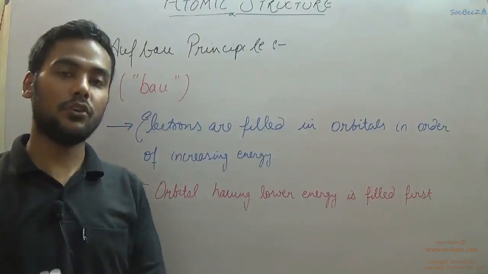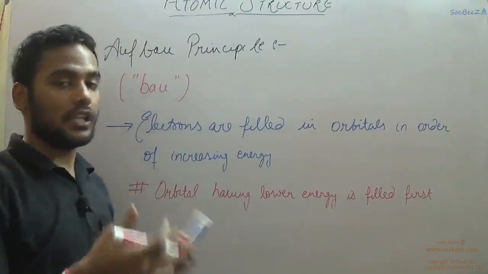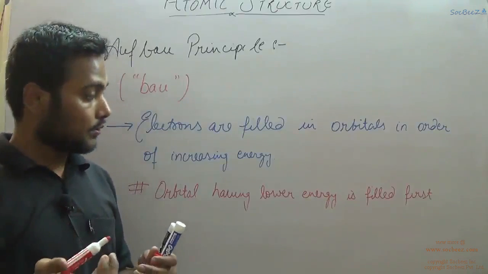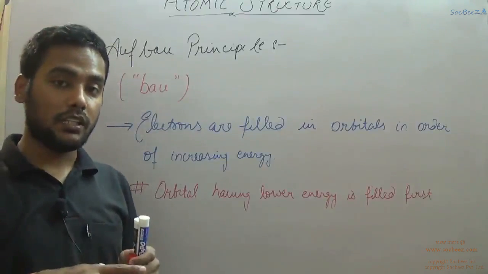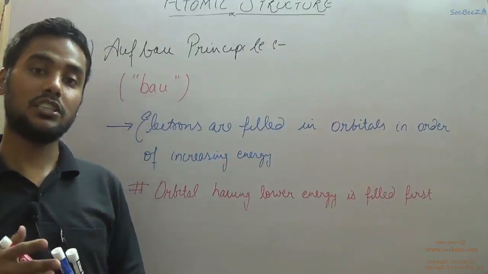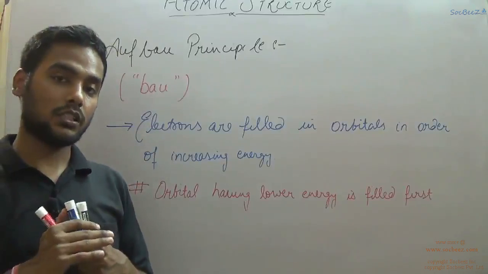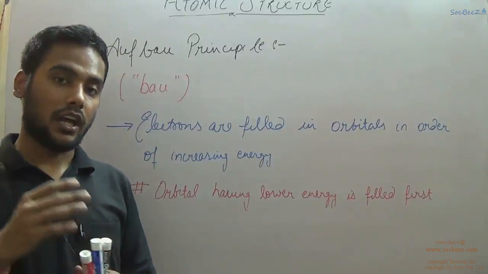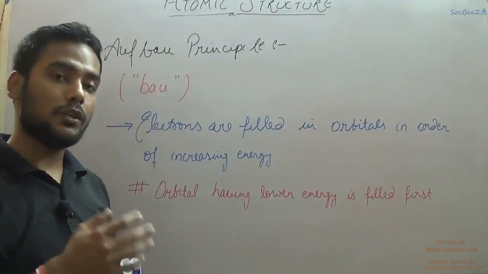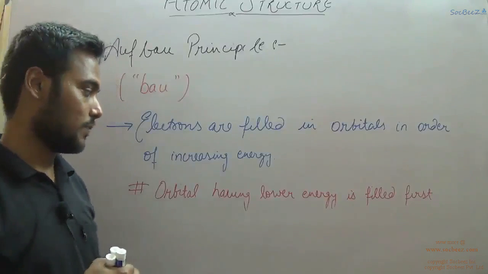2s orbital is filled before 2p, or 3s orbital is filled before 3p. But here, since 2p and 3s orbital have got the same value of n plus l, the energy of 2p is lower than that of 3s because the value of n is lower in case of 2p. Therefore, 2p orbital is filled before 3s orbital.